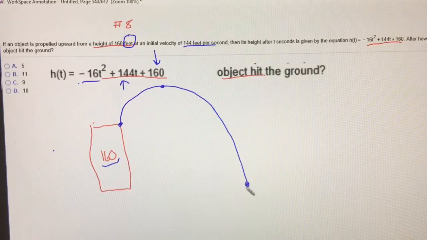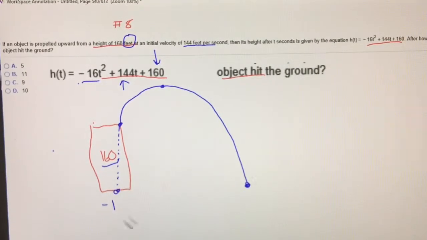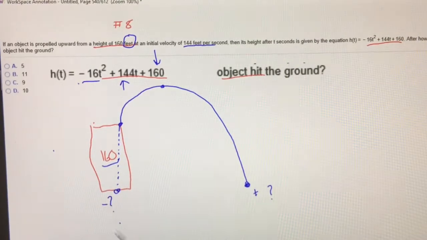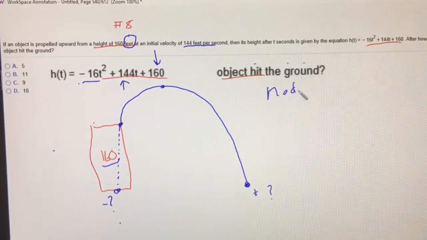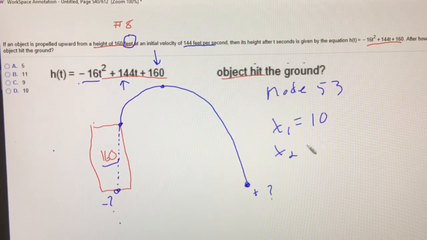And it's asking me when the object hits the ground. Now, the object, if I were to have the actual upside-down parabola, would have a negative x value and a positive x value. And I don't know what this positive x value is or the negative x value, but we can find those out by mode 5-3. Now, my calculator gives me an x1, and that's what I'm looking for, an x1 or an x2. x1 of 10 and an x2 of -1.